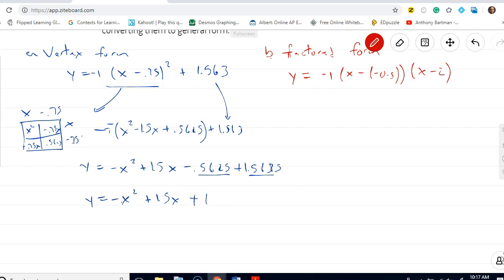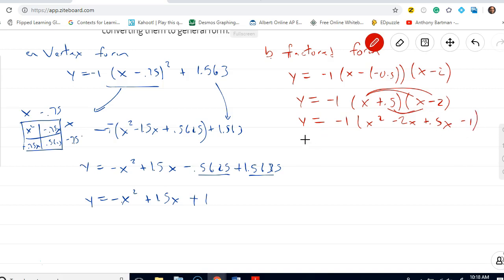Okay, and now we have to do the same thing for this one right here. So we have y equals negative 1 times (x plus 0.5) times (x minus 2). Okay, so y equals, and we can just do the same box method, x times x is x squared, so we get negative 1x squared. X times negative 2 is negative 2x plus 0.5x, and then minus 1. Okay, so we get y equals, and I'm just going to do all this at one time, negative x squared minus 2 plus 0.5 is negative 1.5, times negative 1 is plus 1.5x, and negative 1 times negative 1 is positive 1.